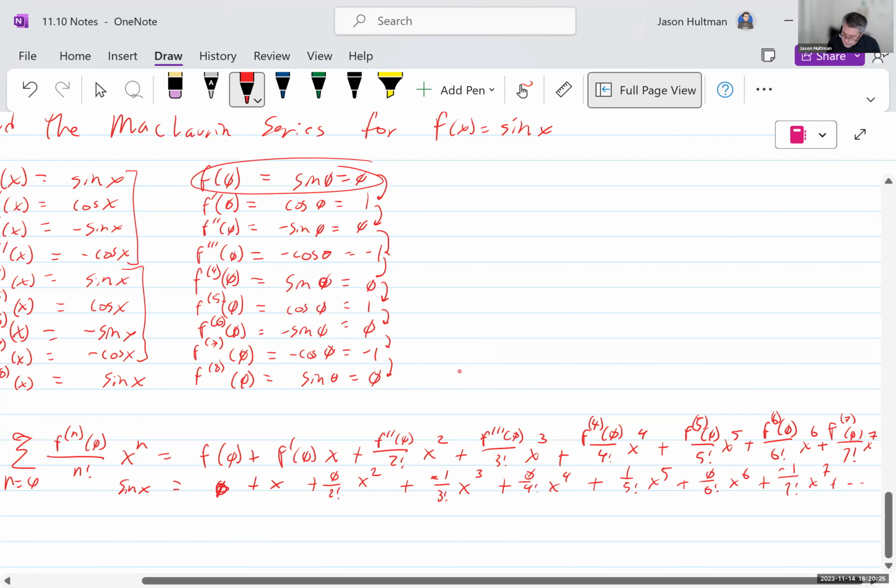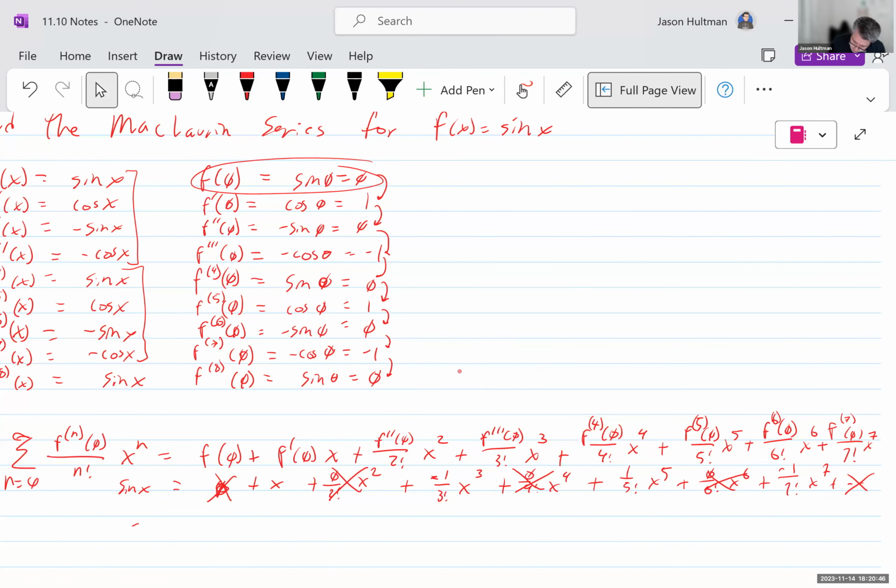Okay, so what happens to every other term? Well, every other term gets multiplied by 0. So this is gone, this is gone, this is gone. Every term that is even is gone. And so we're only left with the odd terms. And so sine of x is equal to x plus, or oops, that's minus. Okay, it's an alternating series.